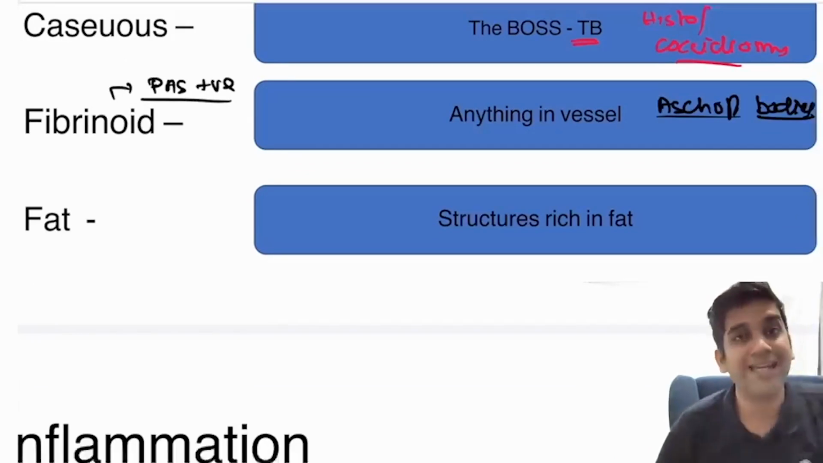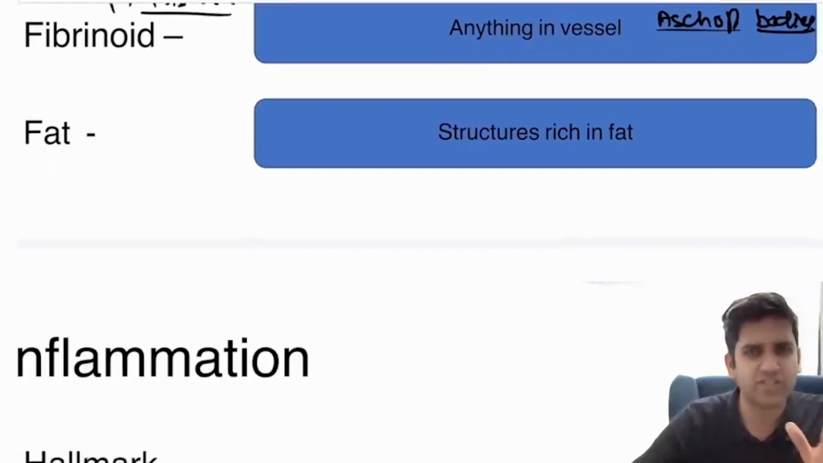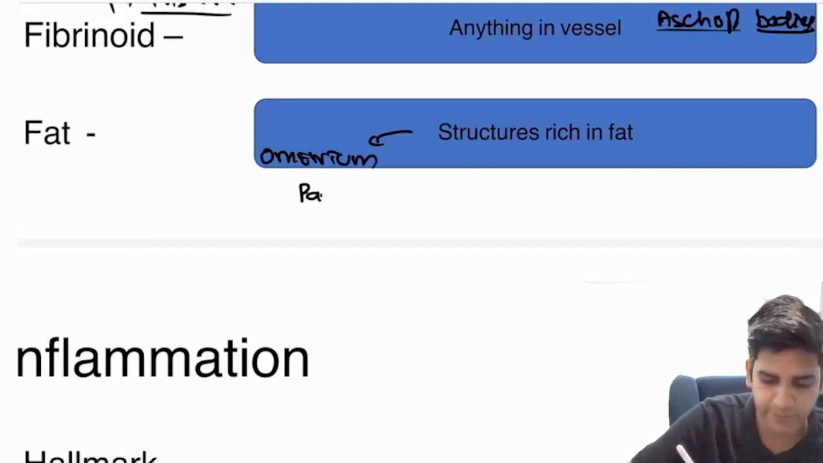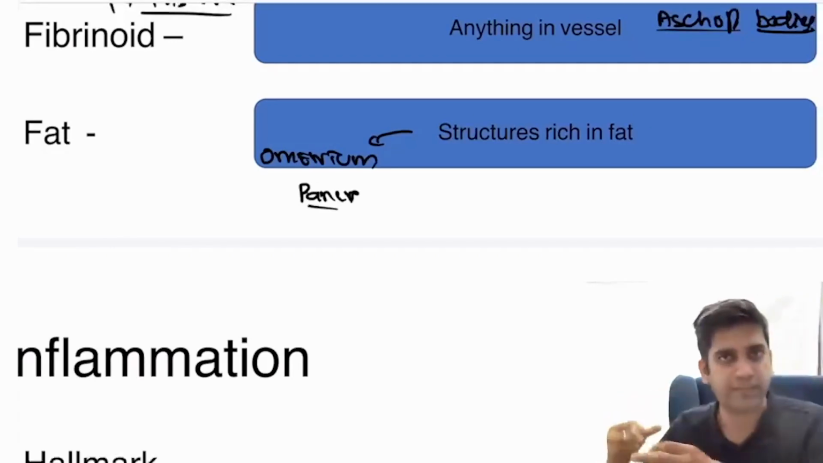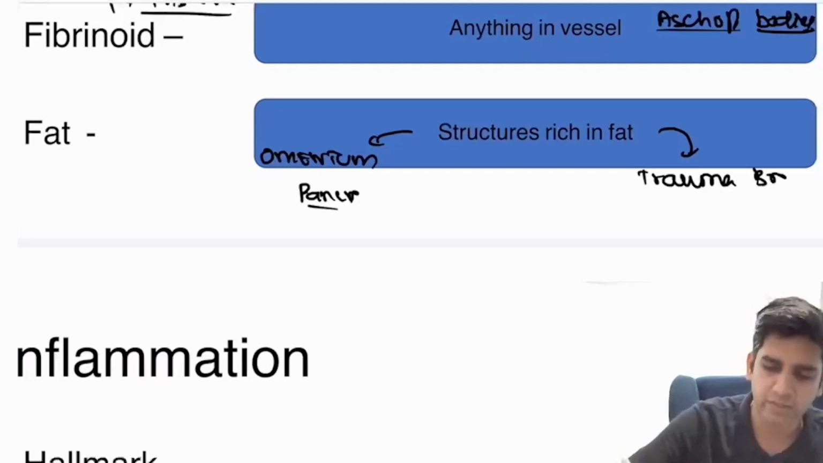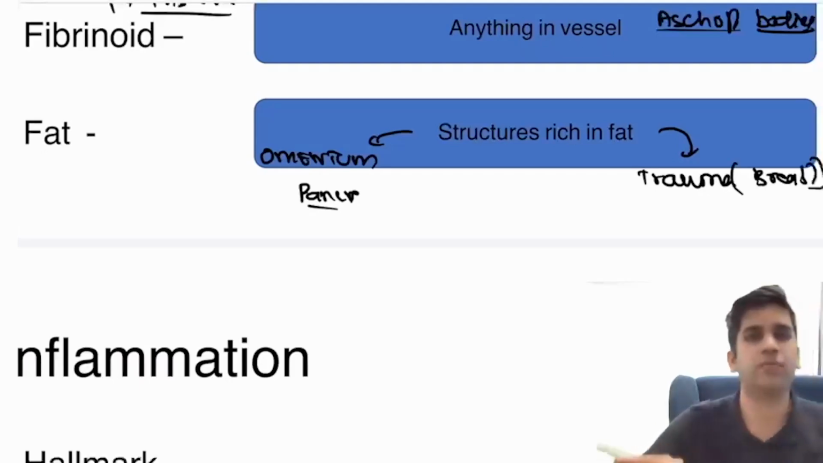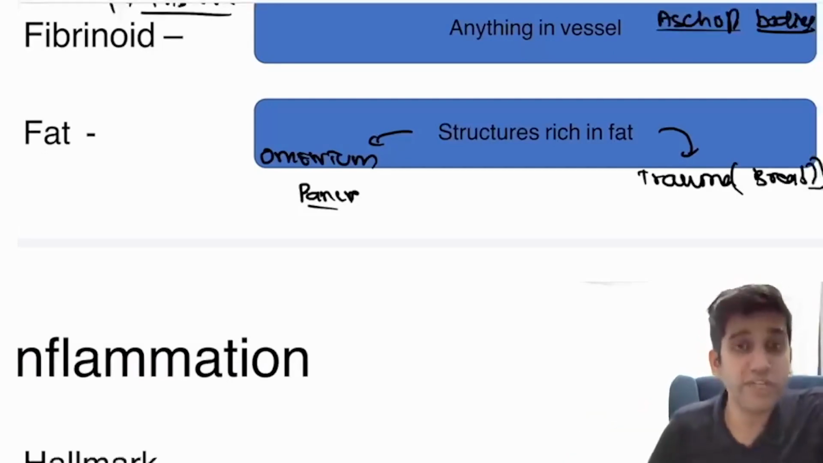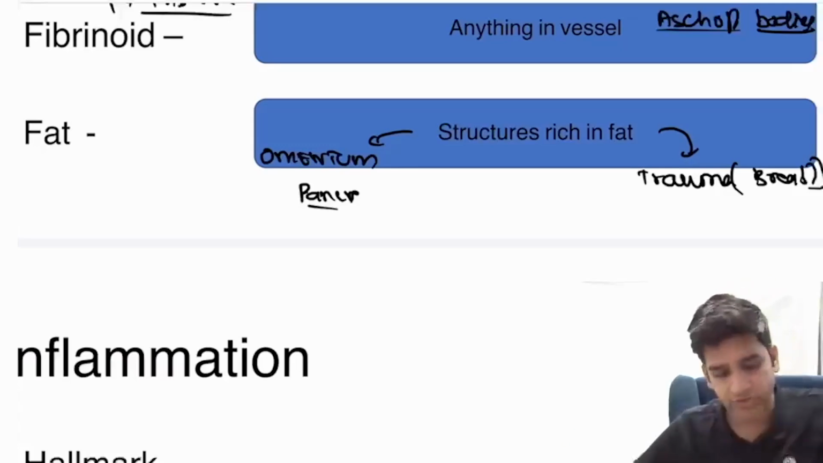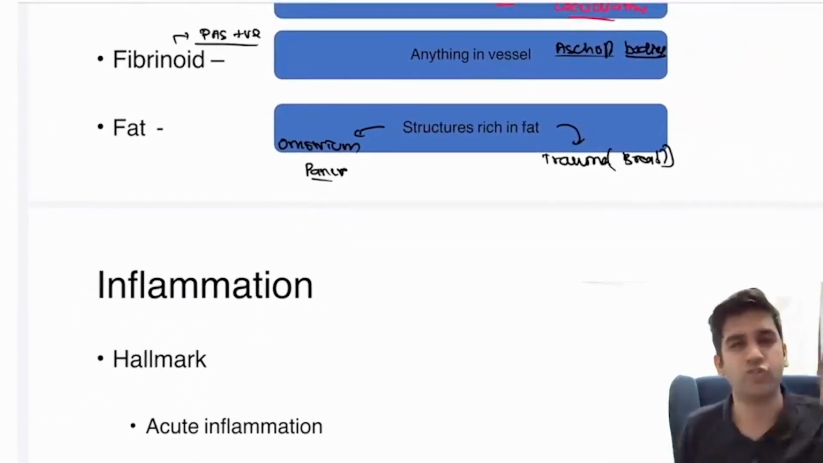Fat necrosis, anything rich in fat can have it, right? Any structure rich in fat. 2 different subtypes. You can have omentum necrosis in case of an acute pancreatitis. So you have the lipase coming out of the pancreas, destroying the omentum, and trauma induced. You can have trauma induced breast parenchyma, you can have trauma induced gluteal region, or any structure rich in fat. When there's a trauma, you'll have traumatic fat necrosis as well, right? So these are different types of necrosis to revise, right?